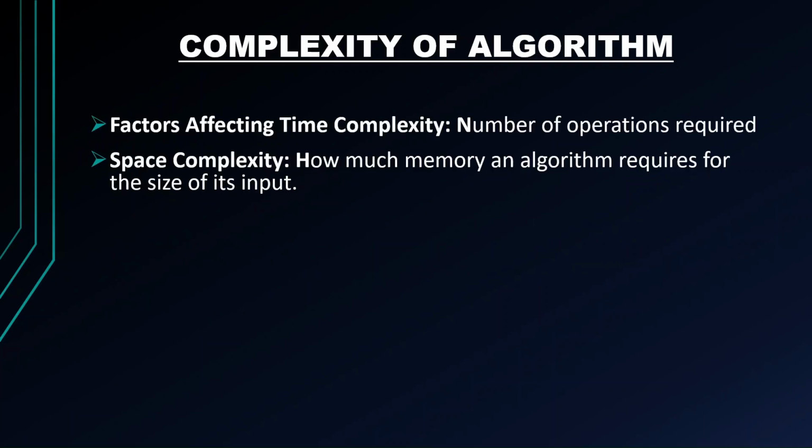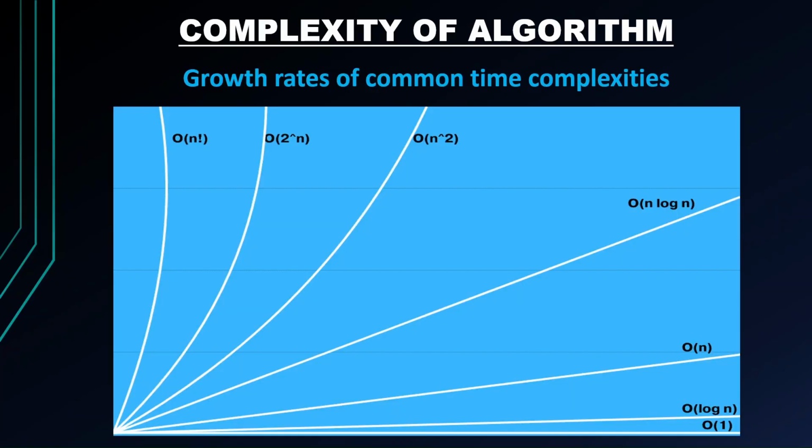Factors affecting time complexity: the number of operations required affects the time complexity. For space complexity, it is how much memory an algorithm requires for the size of its input. Growth rates of common time complexities.